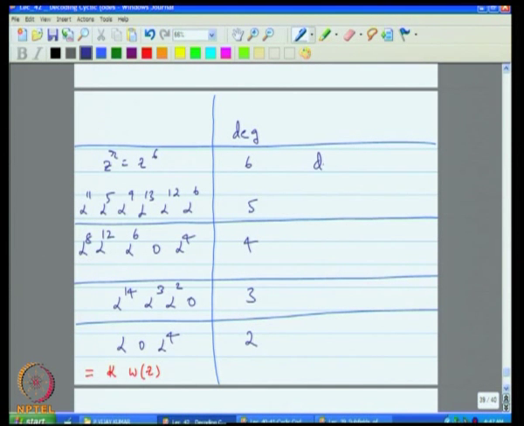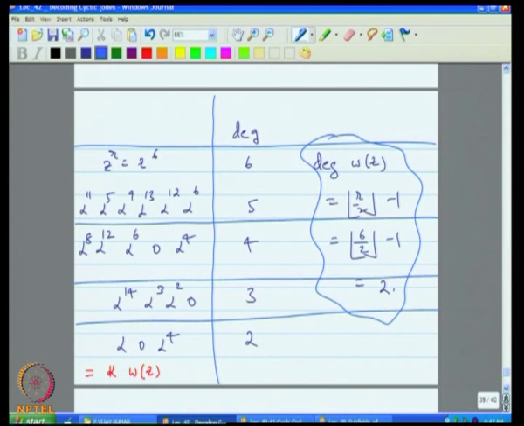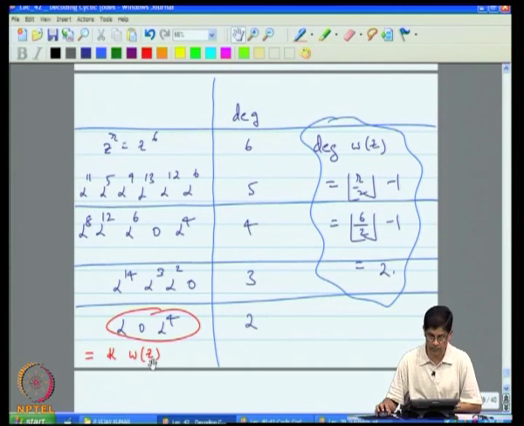On the other hand, we said that the degree of omega of z is equal to r over 2 minus 1, which in our case is 6 over 2 minus 1, which is 2. So, what we are actually looking for is the first instance when the degree is either 2 or less than 2. You notice that this is the first instance at which the degree of the polynomial in the leftmost column is 2 or less. The moment you see that, you draw a circle. What it turns out is that the polynomial you get here is not perhaps omega of z, but a constant times omega of z.